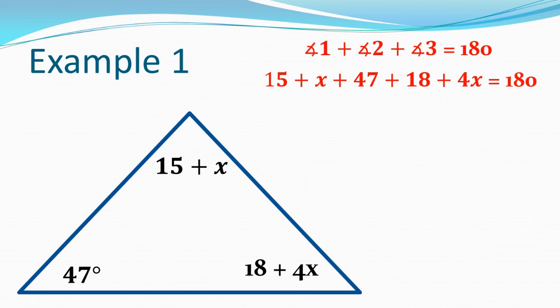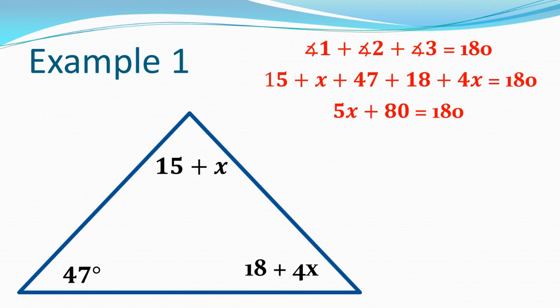Simplify as much as you can. I see x and 4x, that's how I got 5x. 15 plus 47 plus 18 gives me 80. And that still equals 180. This is turned into a two-step equation. I ask myself two questions. What's happening to my variable? How do I undo it?